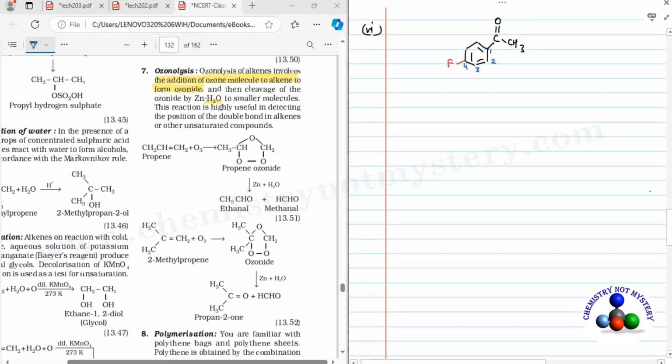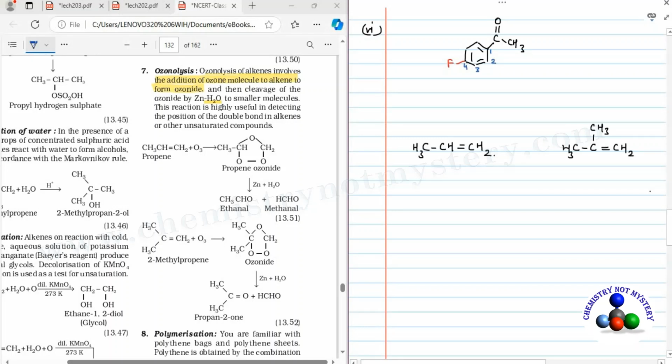So here I have taken the example of propene, which is given here already. Here CH3 single bond CH double bond CH2. And for another example I am going to take substituted propene. So here this is CH3 single bond C, CH3 double bond CH2.